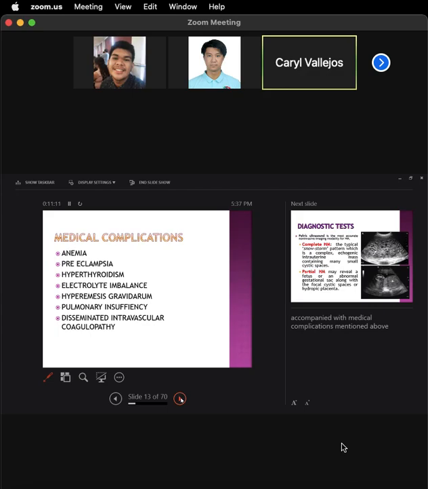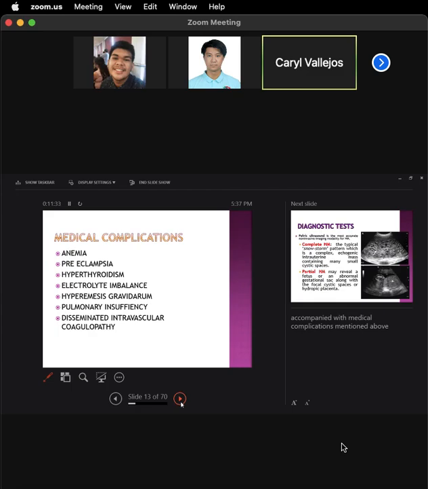Medical complications could also include pulmonary insufficiency, which is due to the vesicular tissues. The vesicles, like sago, can embolize. And as I said, DIC, disseminated intravascular coagulopathy, is rare but it could happen.